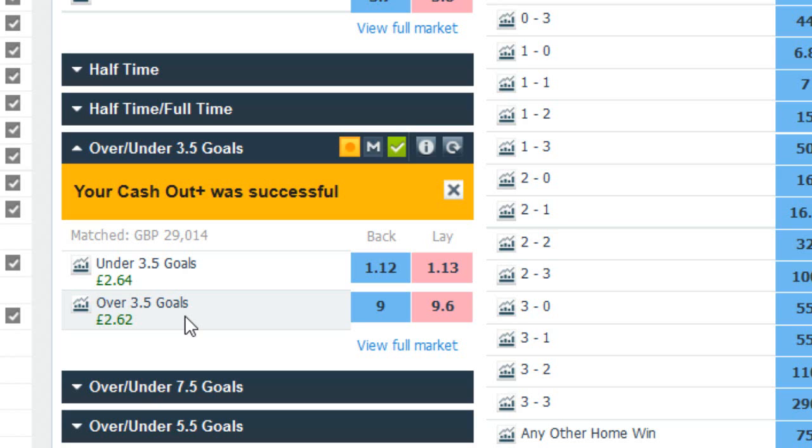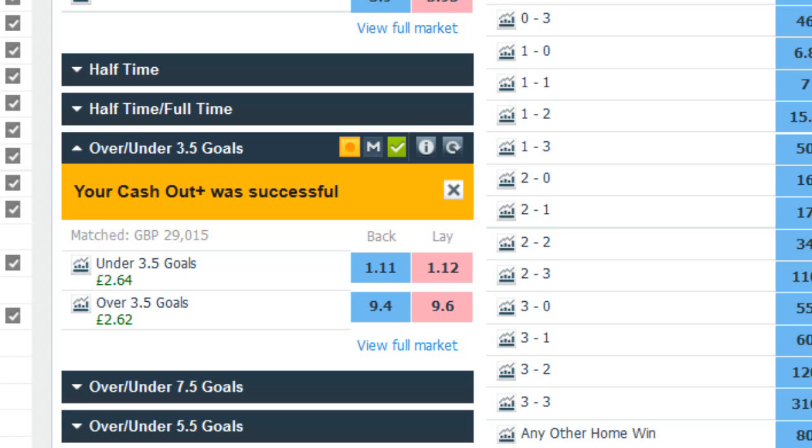So I'll pause the video again. I will come back at the end of the match and just show you how the match went. We'll see if it would have been advisable to have stayed in and made more profit, but I'm happy with that level of profit. If I can do that every time and I'm not risking anything, then that's what I like.